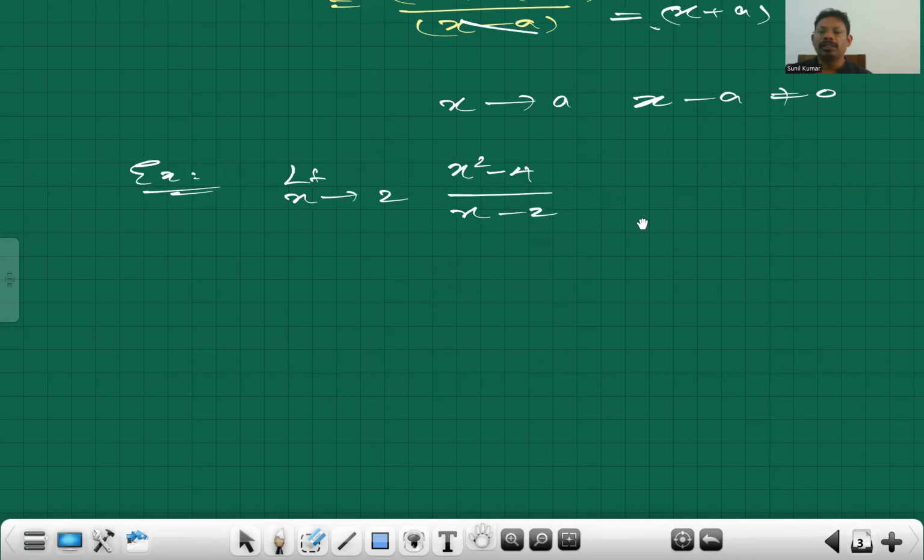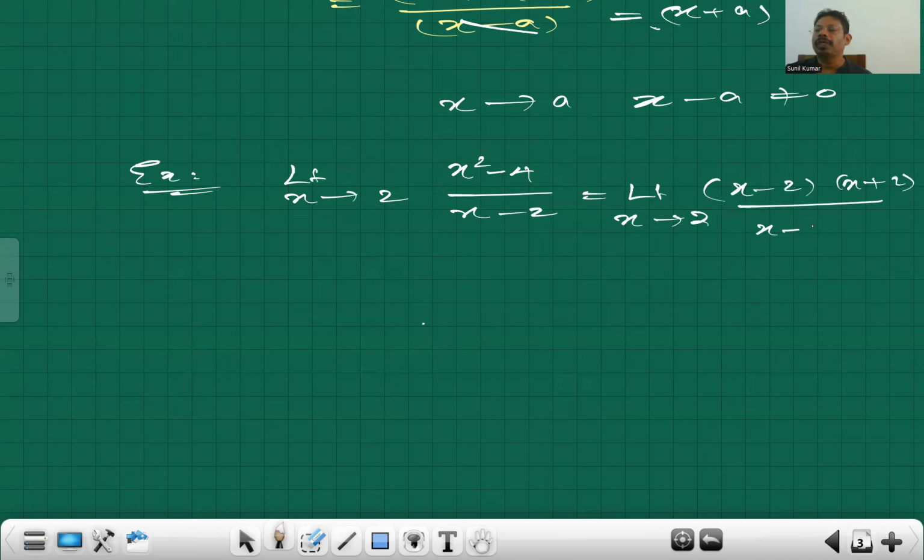We can factorize this. It will come out as x minus 2 into x plus 2, and the denominator is also x minus 2. So x minus 2 will get cancelled. What we will get now is, limit x approaching 2, x plus 2 only. So the final answer comes out to be 4. This way we can solve this type of problem.